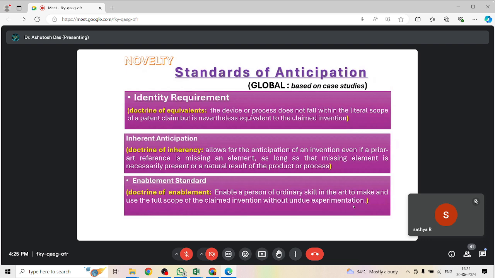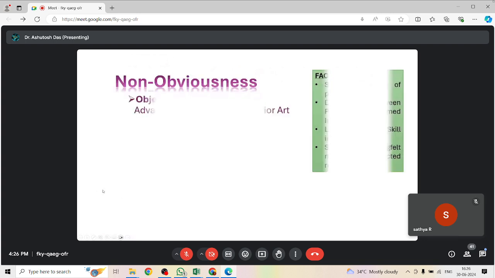Okay. So this has to be there. That means it's not equivalent to others. It's not inferred from that. Not exactly equivalent, but it's not inferred from that. And it should not be given with less detail than is needed for enabling its operations. Then the non-obvious.